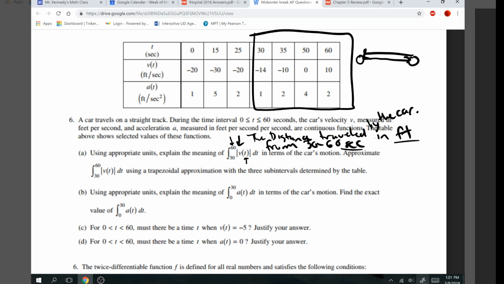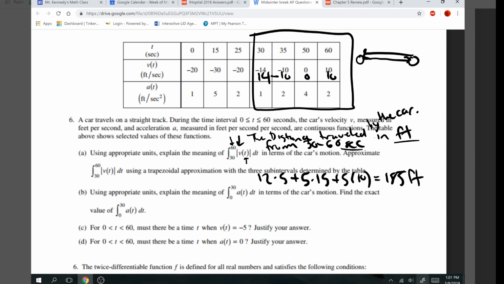This is 30 to 60 right here. And so since we're absolute valuing, this is 14, 10, 0, and 10. And I just do trap sums with this. So the first one has an average height of 12 times 5. Plus the second one has an average height of 5 times 15. And the next one has also an average height of 5 between 0 and 10. So plus 5 times 10. And so we get 50 plus 75 is 125 plus 60 is 185. And most people I saw getting that correctly. Now, I do need to remember units, so feet.